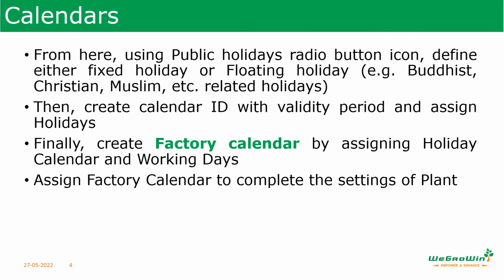From here, use the public holidays radio button icon. Define either fixed holiday or floating holiday, like there are different holidays in different countries. Then create the calendar ID with the validity period and assign the holidays. Finally, create the factory calendar, and then we have to assign the holiday calendar and also the working days to the factory calendar, so that if a factory is working weekly 5 days or weekly 6 days, those things we can assign here. Also, you have to assign the factory calendar to the plant to complete the settings of the plant.